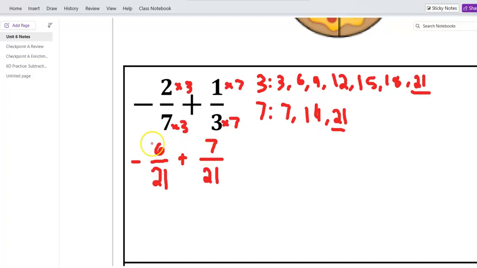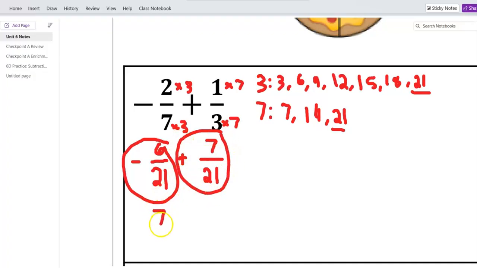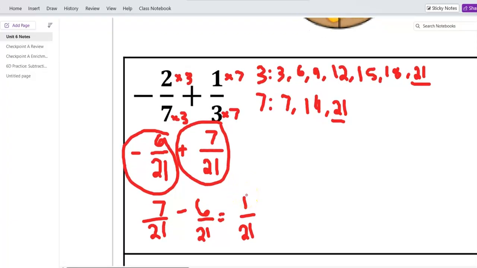And now from here, I can see, if we go ahead and circle the number and the sign in front of it, that these have different signs and we have to subtract them. So 7 21sts minus the 6 21sts is 1 21st. Keep the sign of the higher number. 7 is higher than 6, so we'll keep the positive. It will be a positive 1 21st, which means we are done right here.